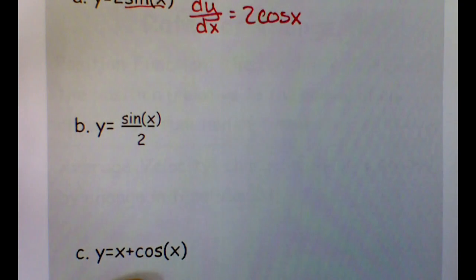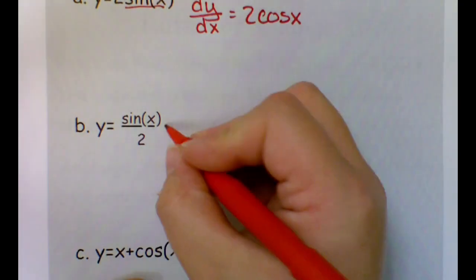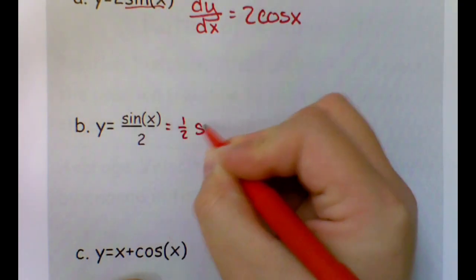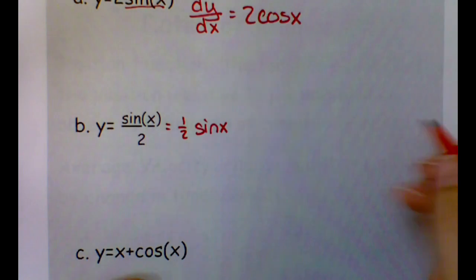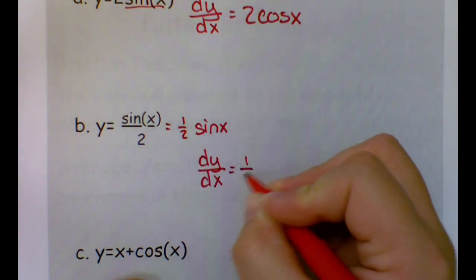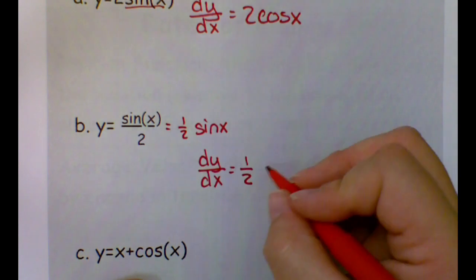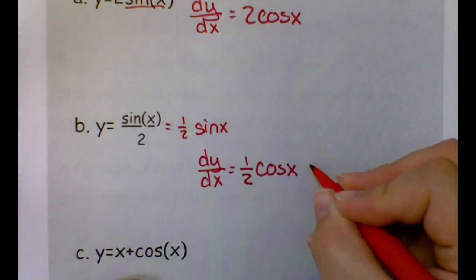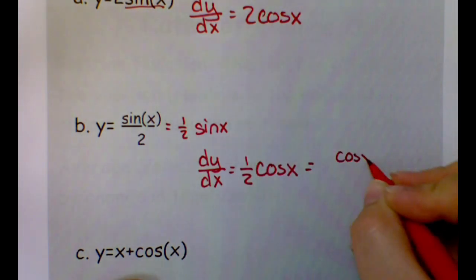y equals the sine of x over 2. Well, that's really the same as multiplying by a half. So just like the last one, my derivative with respect to x is 1/2 times the derivative of sine of x, which is cosine of x. You could also write this as cosine of x over 2.